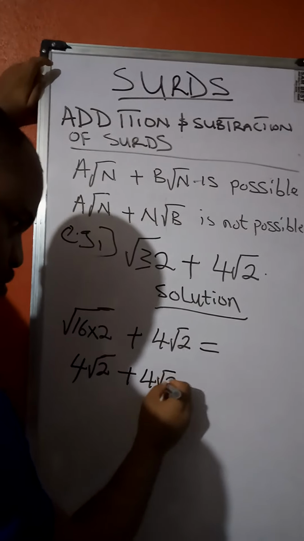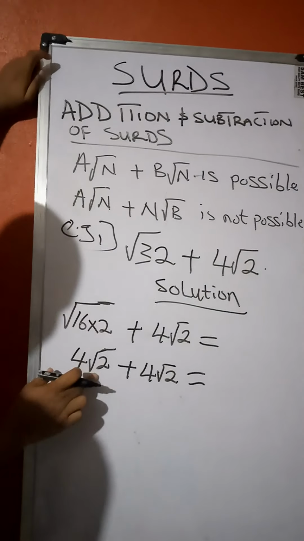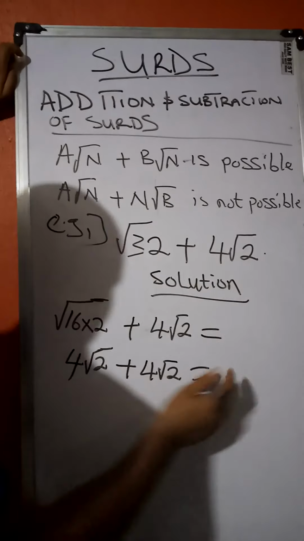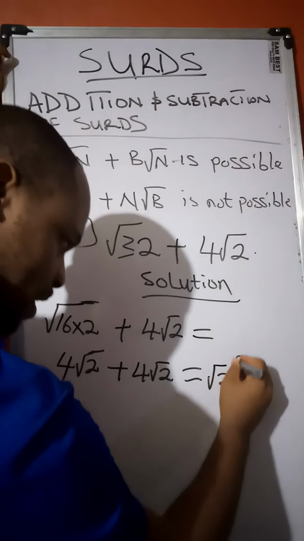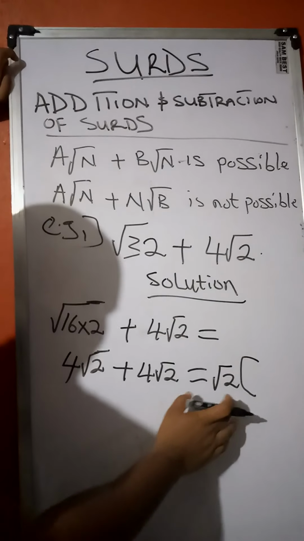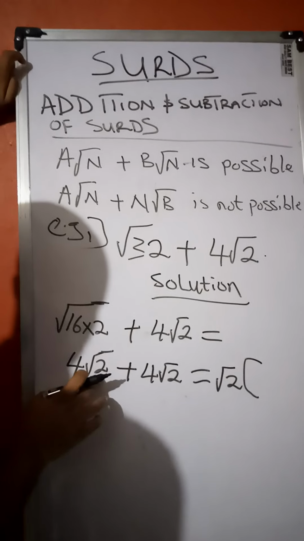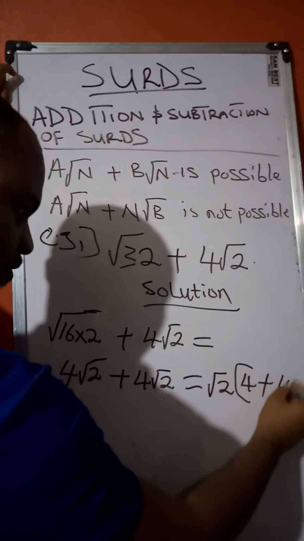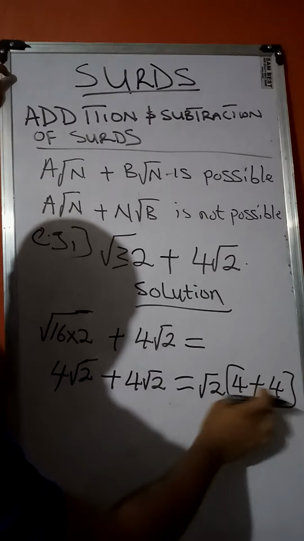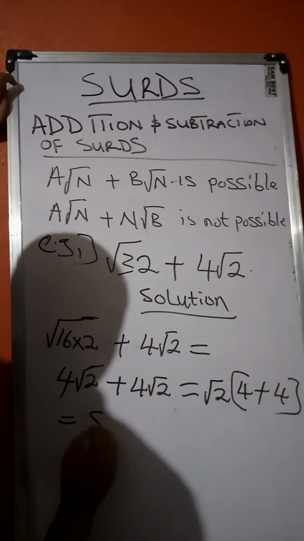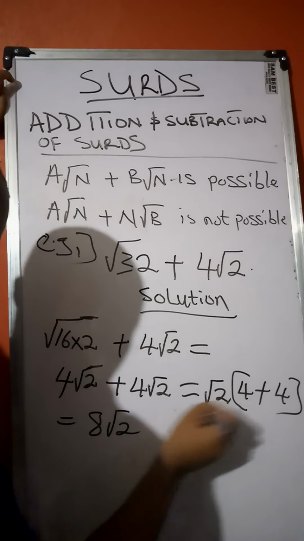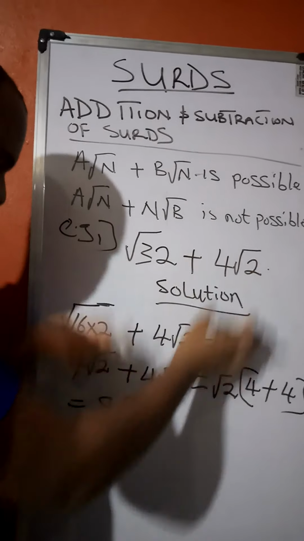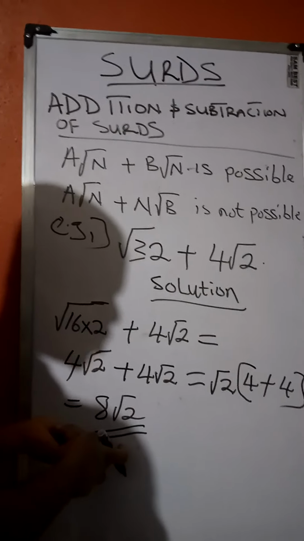Plus what? 4 root 2. Now these two, I'm having root 2 here, I'm having root 2 here. They are similar, so I can just pick one of the root 2. This is called factorization. I factored root 2 out. What if I pick root 2 out? What is left here is 4. Plus what is left here is what? 4. So I'm having 4 plus 4 is what? 8 root 2.